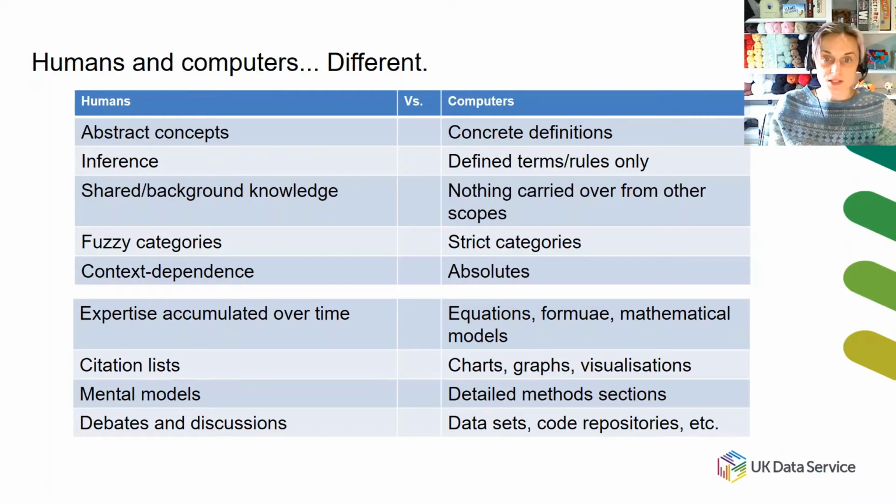So humans, we accrue expertise over time, but generally you just give someone a citation list and you trust them to come to more or less the same level of expertise on the topic.